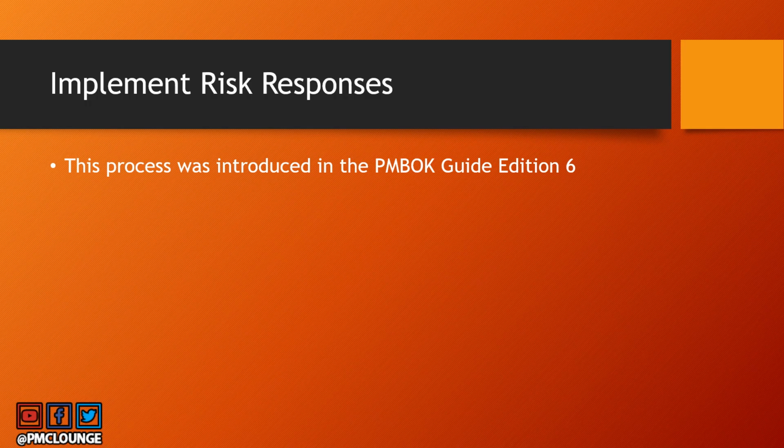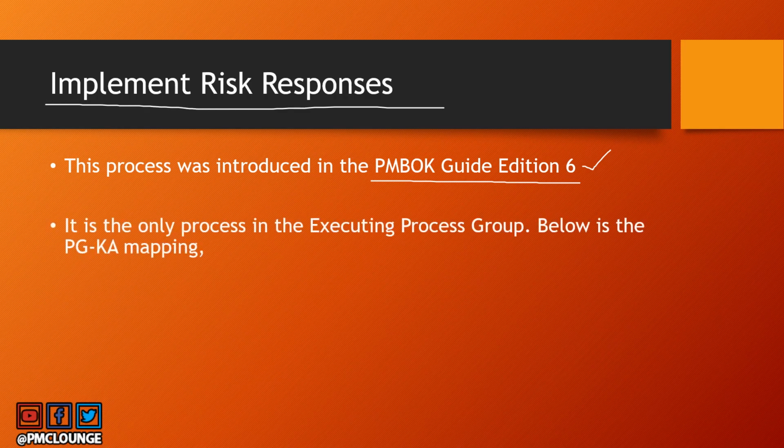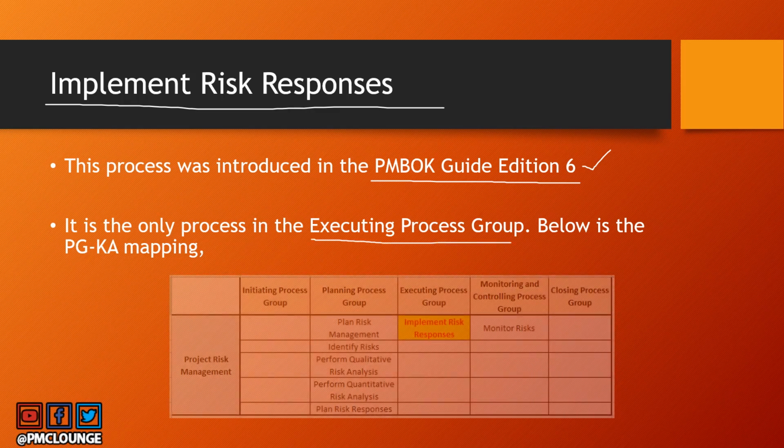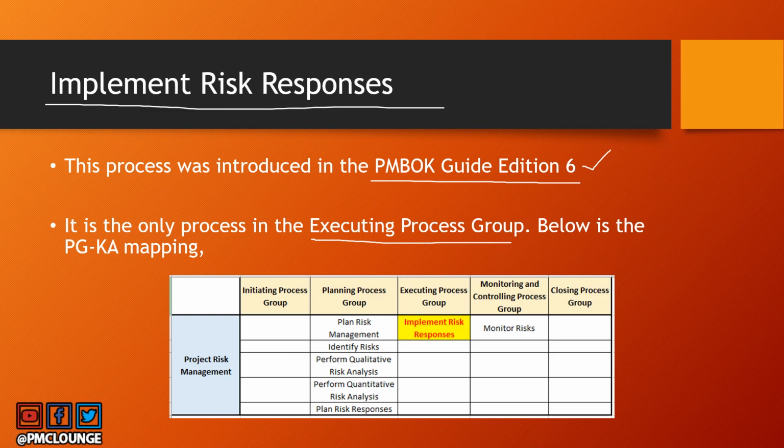All right, so first things first, this process was actually introduced as part of PMBOK Guide Edition 6. So before Edition 6, we never used to have the implement risk responses process. Now, this is the only process in the executing process group, and obviously the knowledge area is risk management knowledge area. So here you can see executing process group, risk management knowledge area, and this is the process that we are talking about. It's a bit light color on a light background, but I hope you can see it. Implement risk responses, this is where it lies.